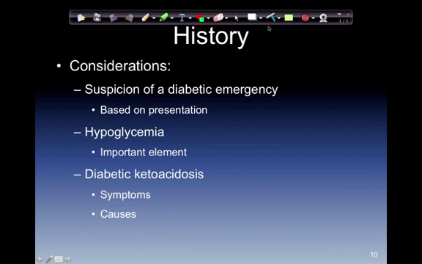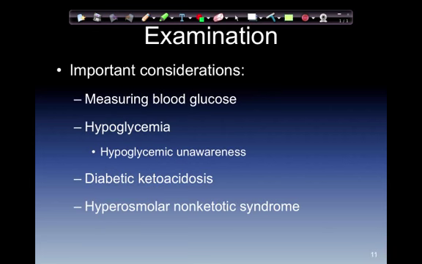History considerations. Suspicion of a diabetic emergency should be based on the presentation. Hypoglycemia is an important element, and one of the important elements of it is the time that they had their last meal. In diabetic ketoacidosis, symptoms include the classic triad of the three polys: polyuria, polydipsia, and polyphagia. Causes of this could be an infection, noncompliance with their insulin regimens, or undiagnosed diabetes. On examination, it's important to measure their blood glucose values, the amount of glucose circulating through the bloodstream. We do this with a glucometer.